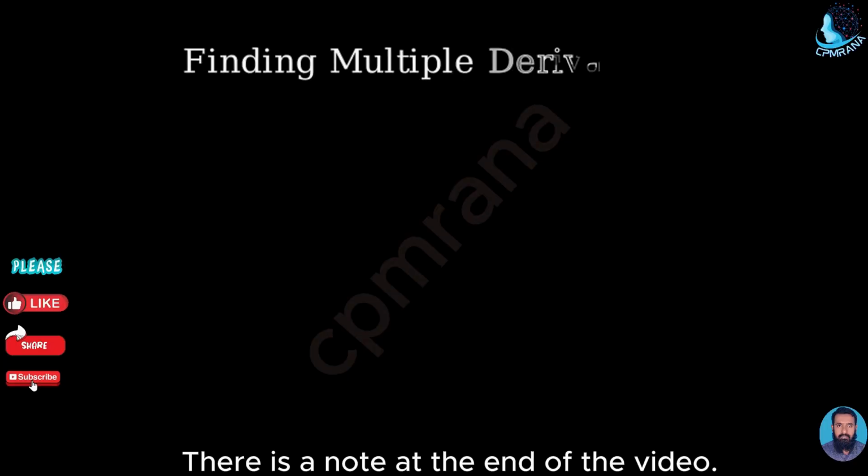Welcome. Today we'll find the first, second, and third derivatives of the function y equals x squared times natural log of x. Let's start by finding the first derivative. We'll need to use the product rule since we have a product of two functions.